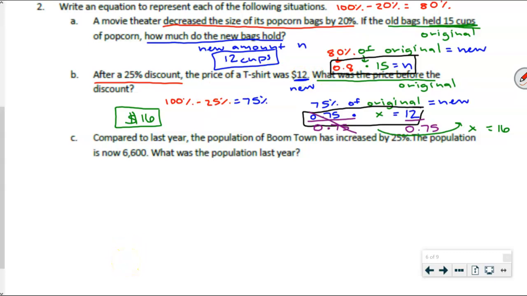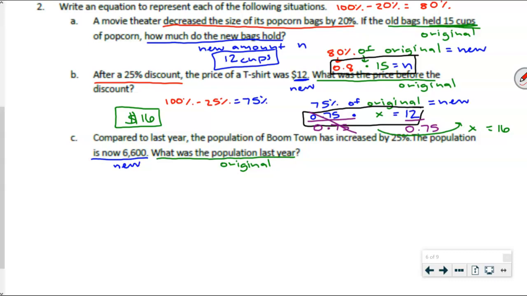C. Compared to last year, the population of Boomtown has increased 25%. The population is now 6,600. What was the population last year? When I'm asking what it was before, that means we don't actually know the original amount. But I do know that it is now 6,600. That means that is the new amount.